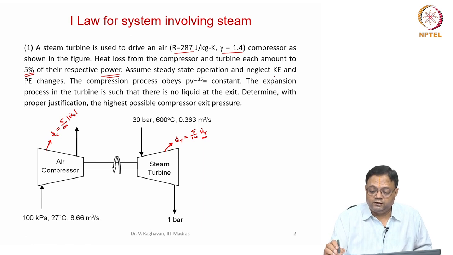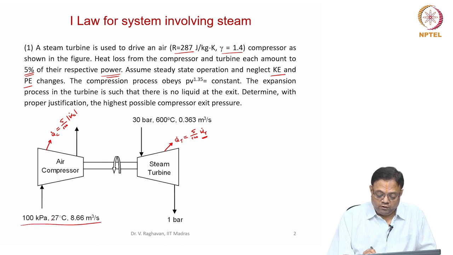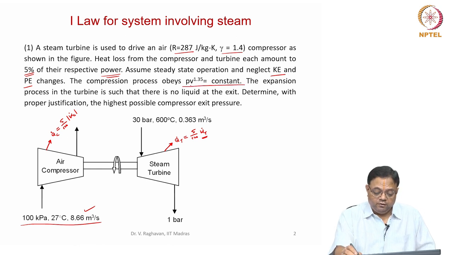Assume steady state operation, neglect kinetic and potential changes. For the compression process, the initial condition is given. Air comes at 100 kilopascal, 27 degree centigrade to the compressor at a volumetric flow rate of 8.66 meter cube per second, and it goes out, but the compression obeys this relationship. That means I can apply this relationship for the compression.